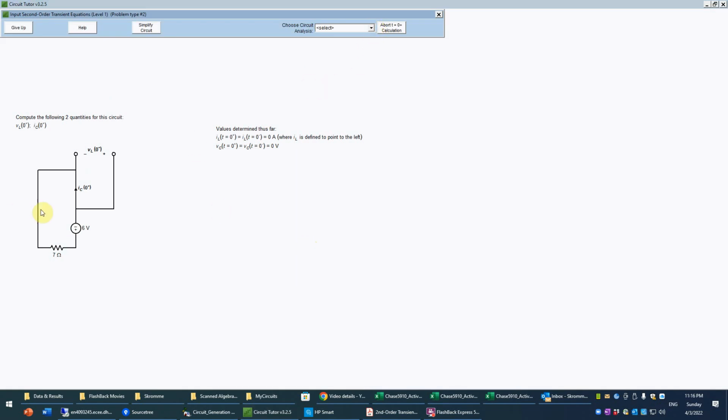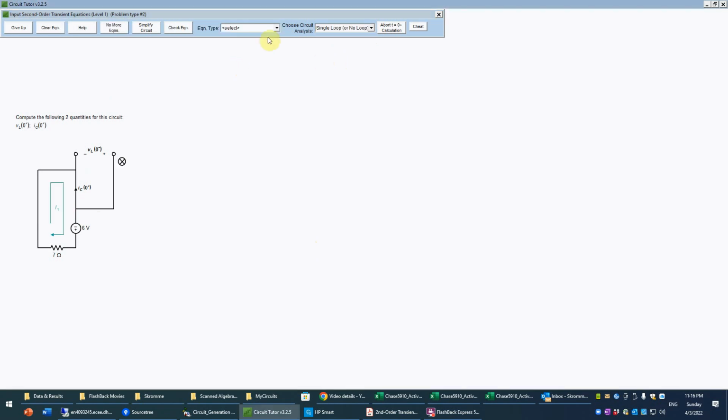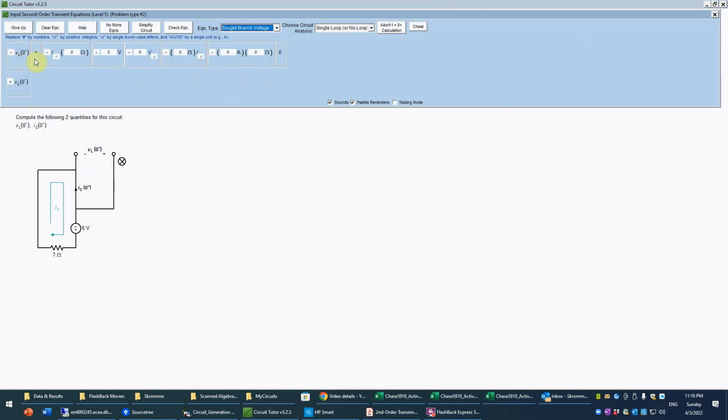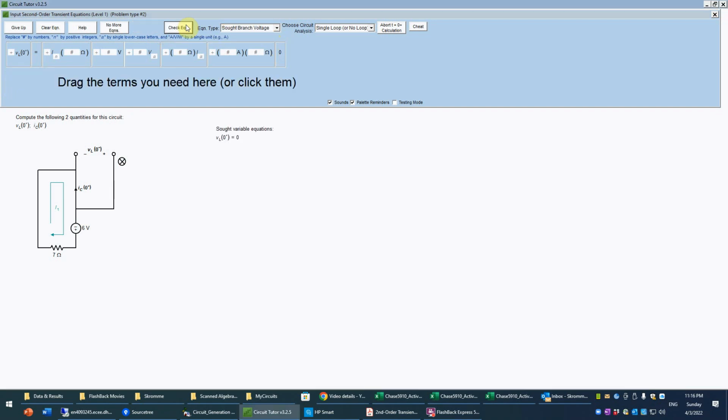Now, since we have a single loop here, single loop analysis is probably the easiest way to do this. We could also use single node pair, but I prefer to do this here. We know right away that sought branch voltage, so let's just enter that, because that voltage obviously is 0 since it's connected by a short. That voltage cannot be different than 0. So we'll set that equal to 0 and check that directly. We don't need any involved calculation for that. Okay, now we need to find this current.